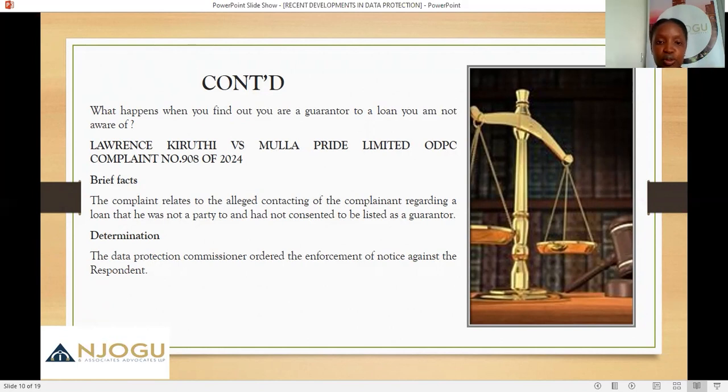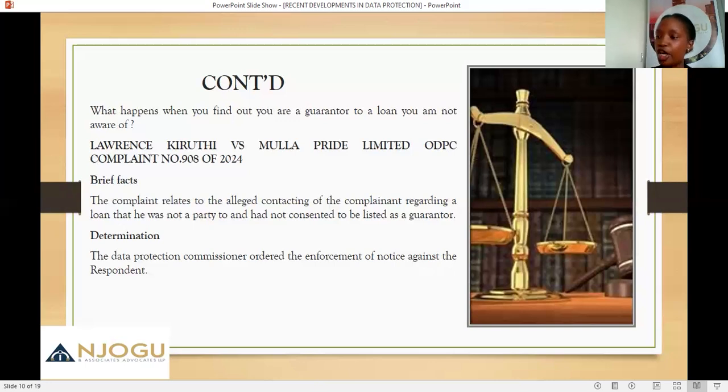The complaint relates to the alleged contacting of the complainant regarding a loan that he was not a party to and had not consented to be listed as a guarantor. First and foremost, they did not even know the person who took the loan. You can see how sensitive your data is and how various companies are misusing data, may it be your email address, your home address, your cell phone, or various types of personal data that we have, medical data. See how various companies are misusing them to their advantage. Let's see how the ODPC ruled about this.